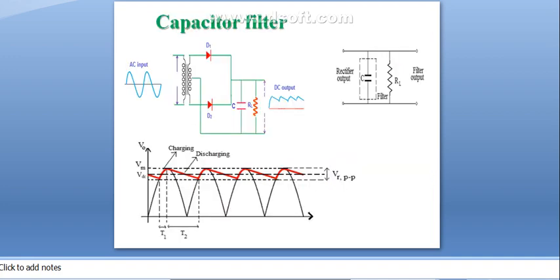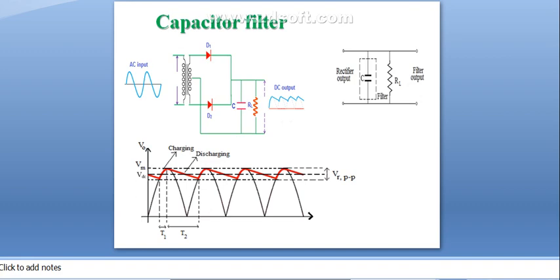Next we will see the capacitor filter. See the circuit diagram of the capacitor filter. The rectified output is applied to the capacitor filter. Here the capacitor is in parallel with the load resistor, whereas in the inductor filter the inductor is in series with the load resistor, but in the capacitor filter the capacitor is in parallel with the load resistor.